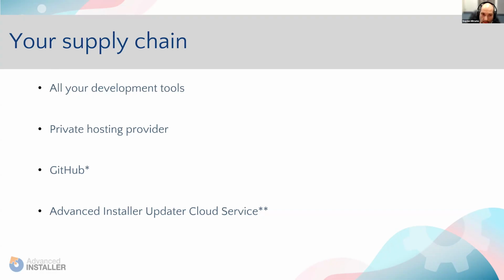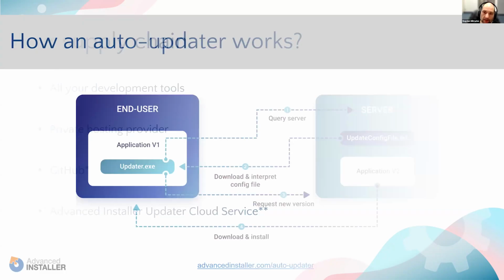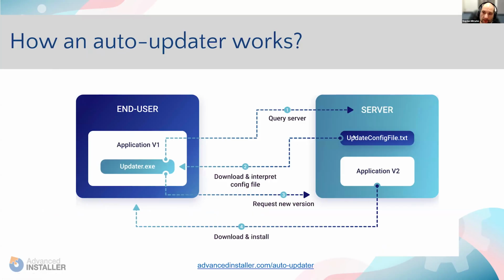Another more complicated location for a supply chain attack is in the hosting provider, because as I showed you in the previous slide, your updater needs to communicate with resources hosted on a server. That server can be your own machine administrated in AWS, Azure, or other cloud providers.